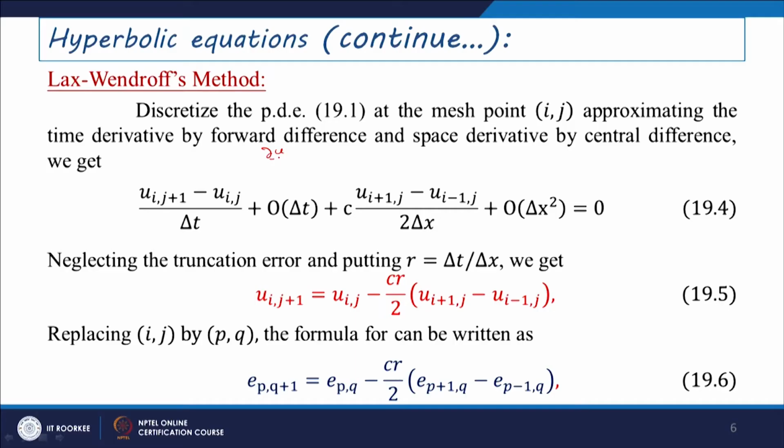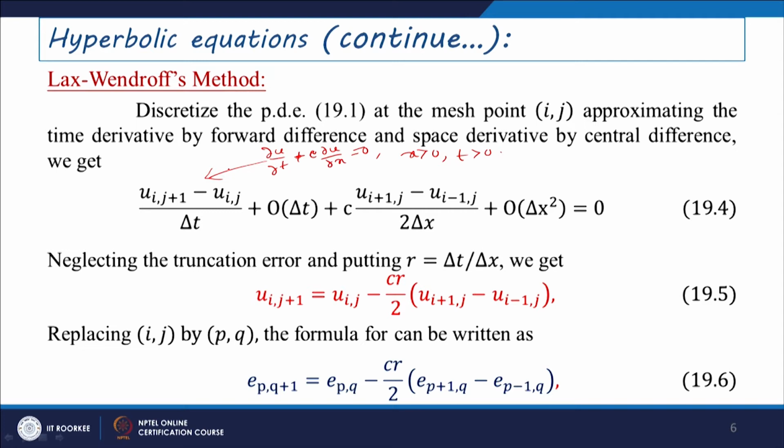So, if we discretize this first order partial differential equation, our first order hyperbolic equation as given in equation 19.1, approximating the time derivative by forward difference and the space derivative by central difference scheme, it is written as del u by del t plus c del u by del x equals 0, for x greater than 0 and t greater than 0.